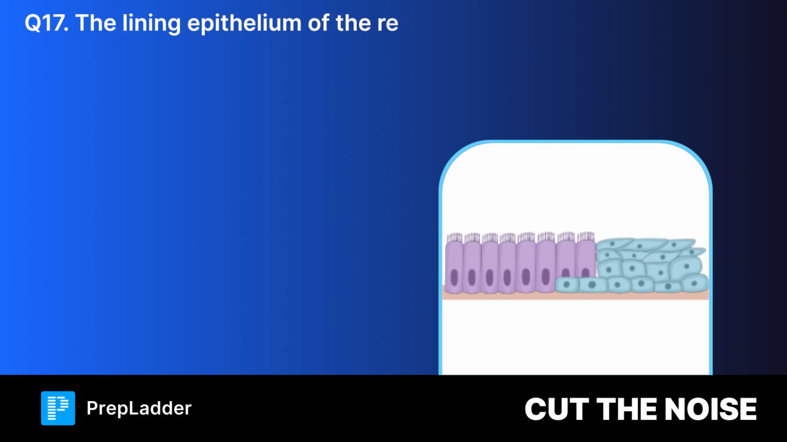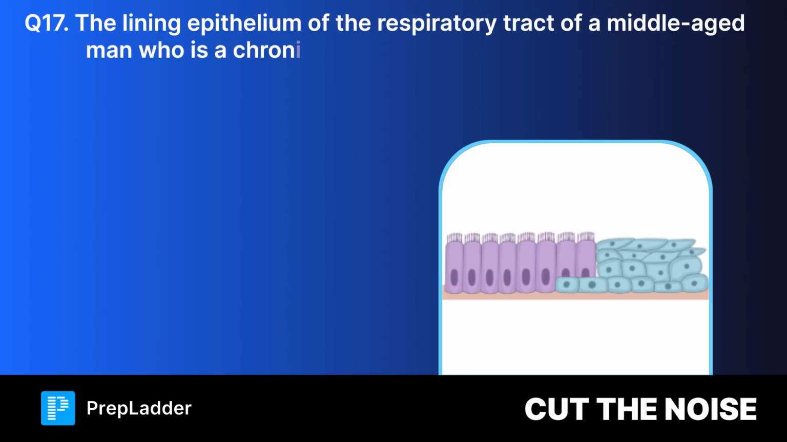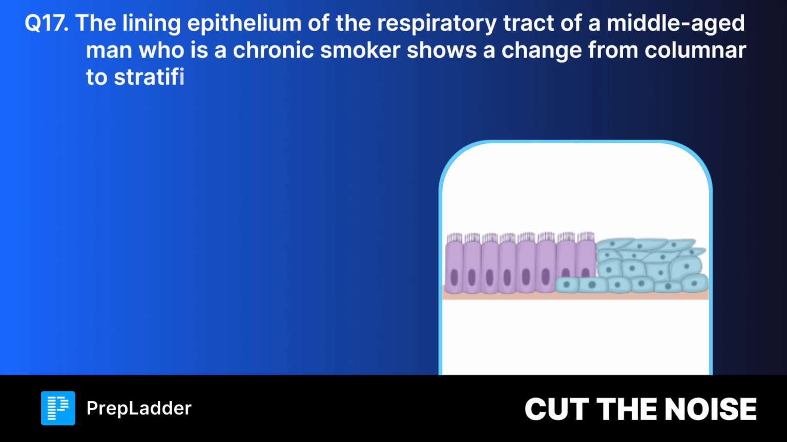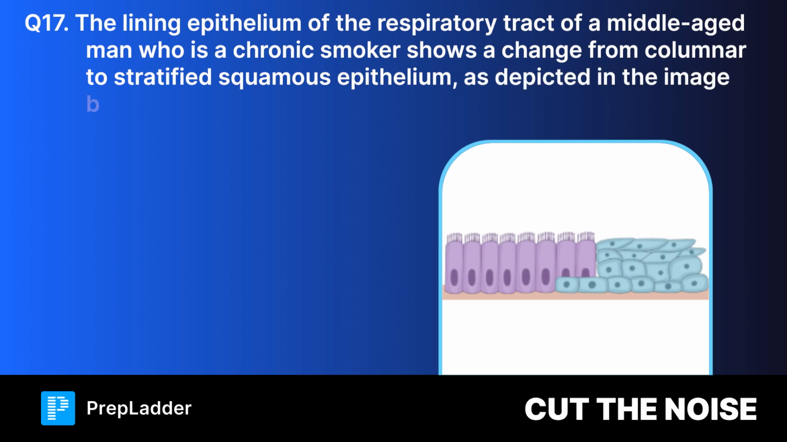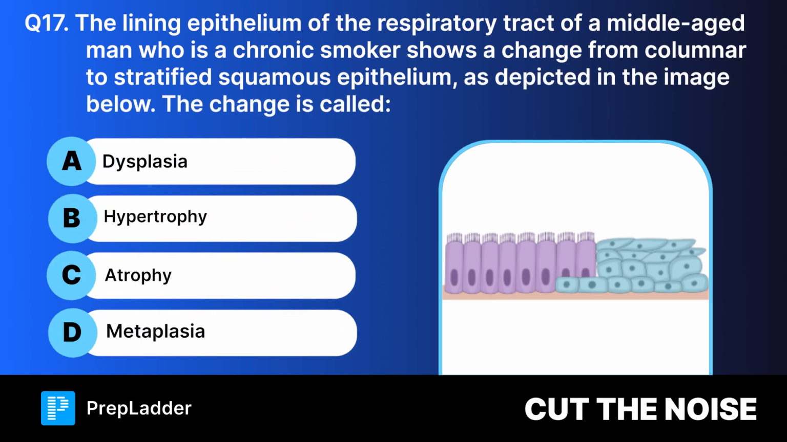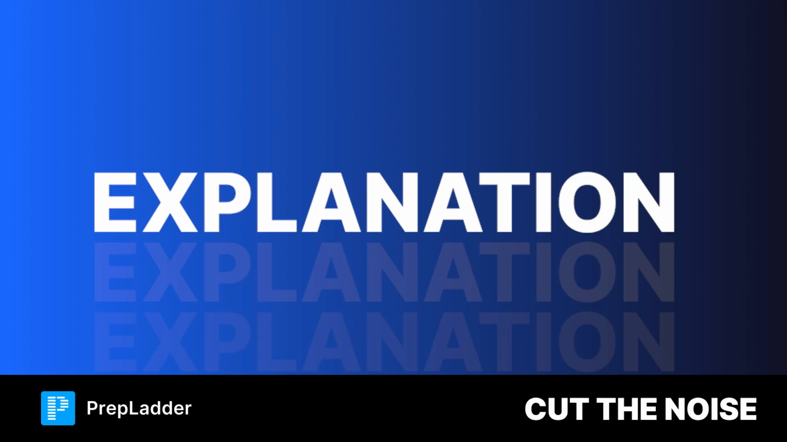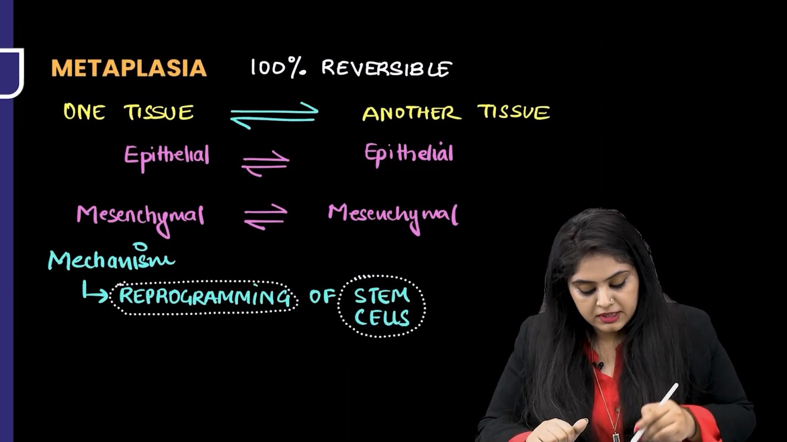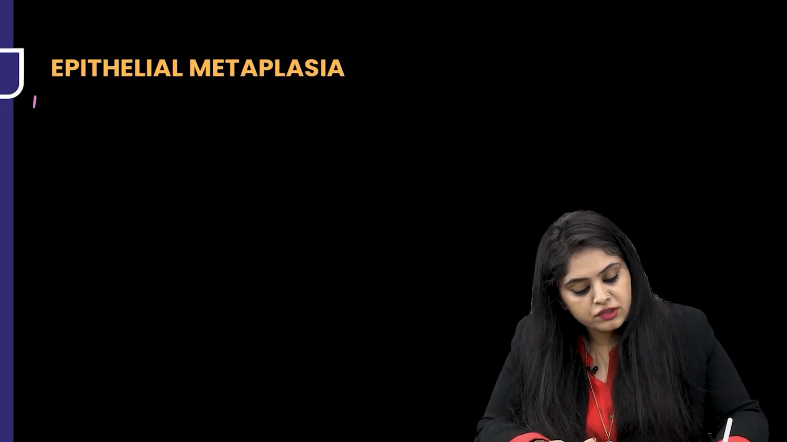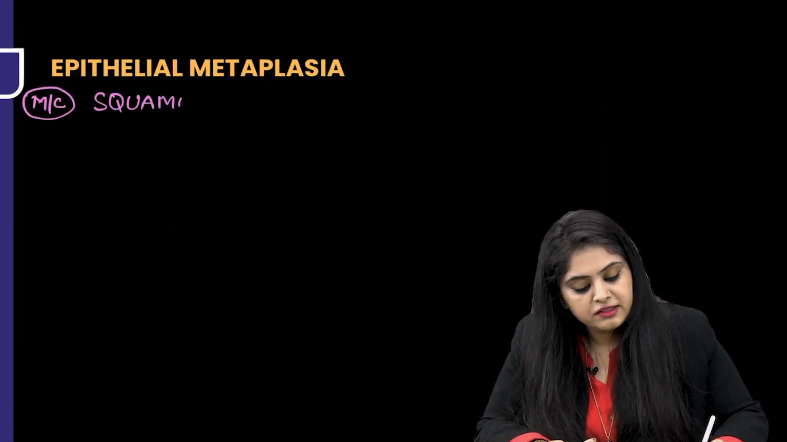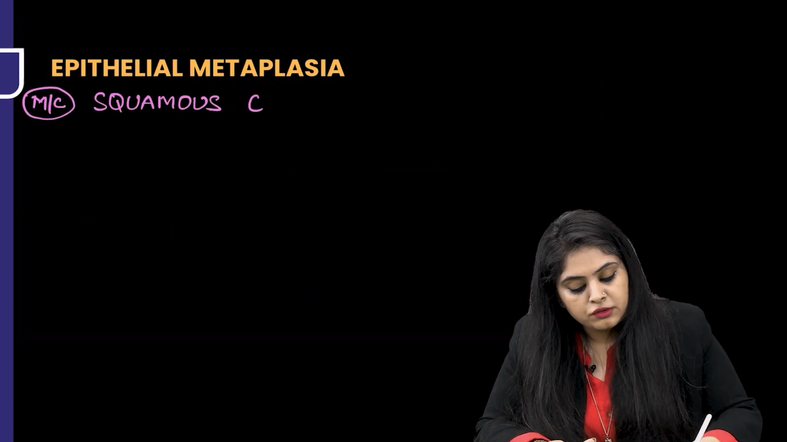Question number 17. The lining epithelium of the respiratory tract of a middle-aged man who is a chronic smoker shows a change from columnar to stratified squamous epithelium, as depicted in the image below. The change is called, your options are. And the correct answer is metaplasia. Here's the explanation. Epithelial to epithelial. So, if someone asks you which is the most common metaplasia that we have, your answer is going to be squamous metaplasia.